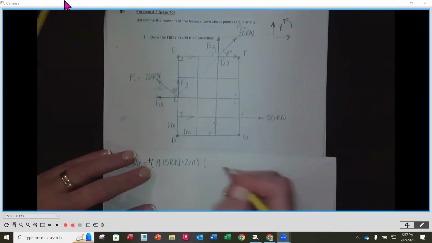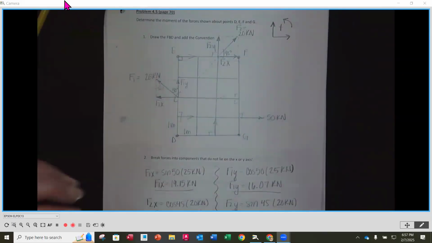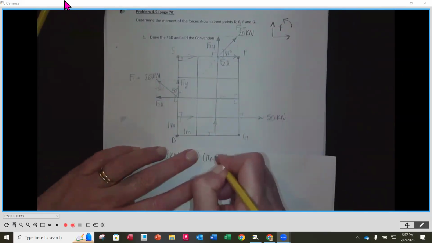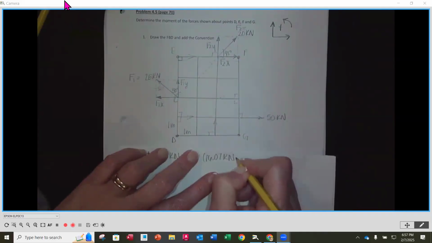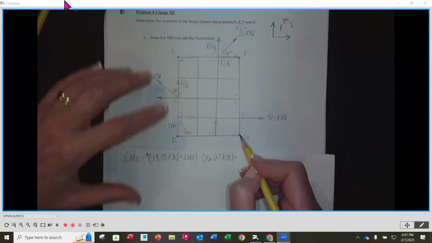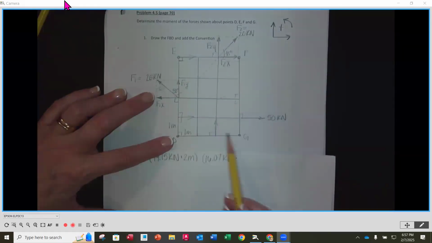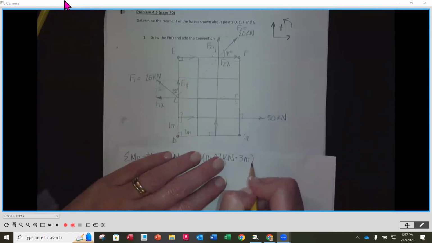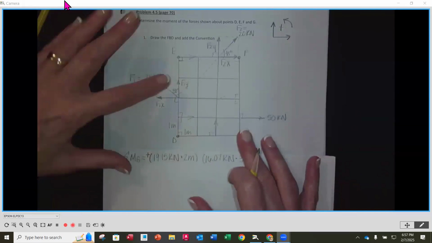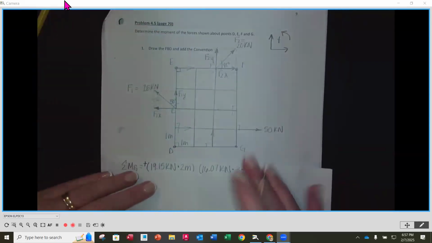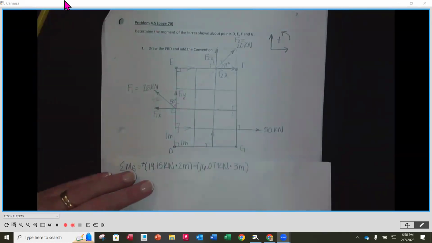F1y, that will cause a rotation as well. F1y, 16.07 kilonewtons times perpendicular distance. I'm going to pull this back along its line of action, and it would be 1, 2, 3 meters away from G. And then as I pull in that direction, that is going to be a clockwise rotation, so negative out front.